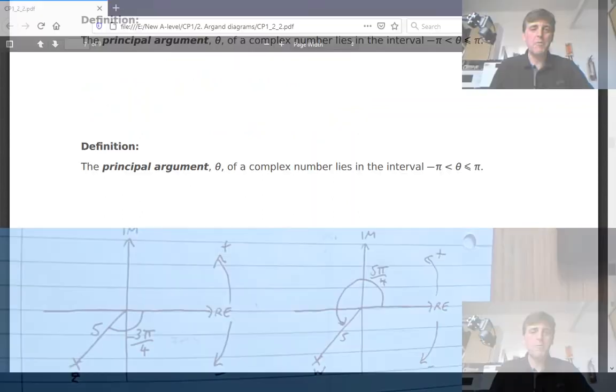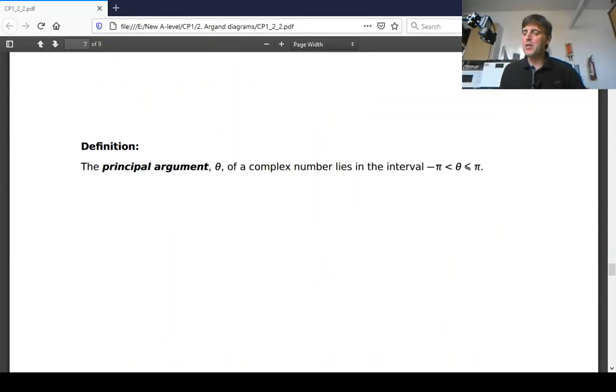So the point which we're coming to here really is there are actually lots of different arguments. A complex number actually has lots and lots of different arguments. All of those arguments will differ by a value of 2 pi, or a whole revolution apart. So if you add 2 pi to an argument or subtract 2 pi from an argument, you end up with the same complex number.